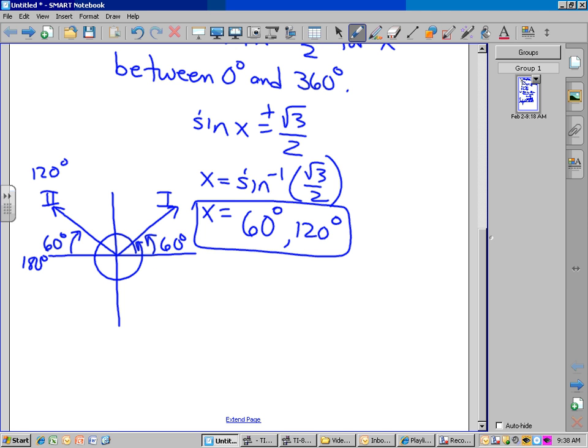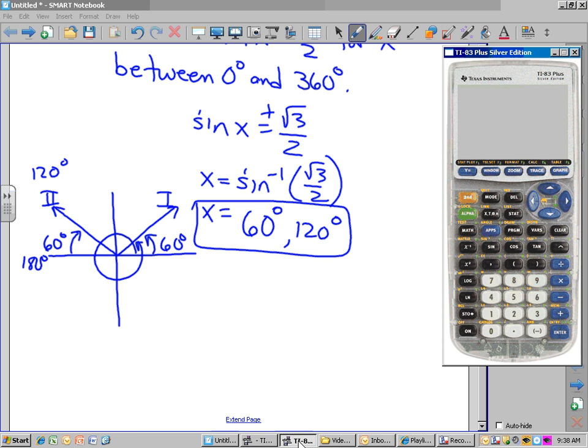And you can confirm your answers if you want. We're saying that the sine of 60 is the square root of 3 over 2. Let's see here. Sine 60. We get that decimal. Square root of 3 divided by 2. Same decimal. Sine of 120. Maybe you messed up and said, oh, I thought it was quadrant 3. Well, 60 more than 180 would be 240, right?